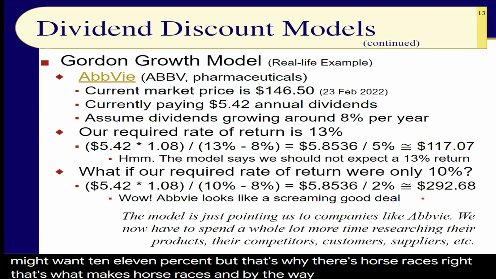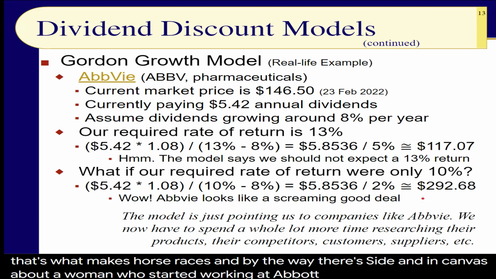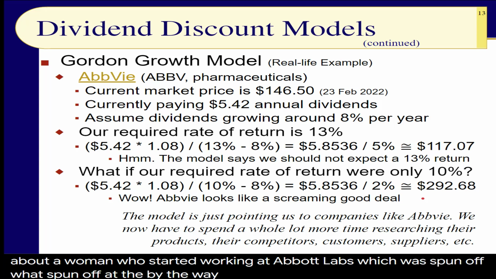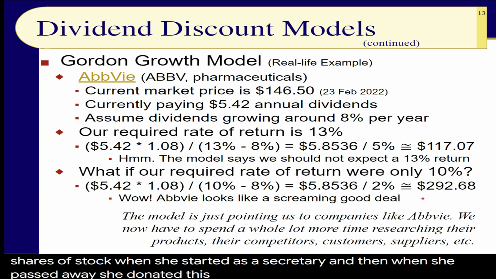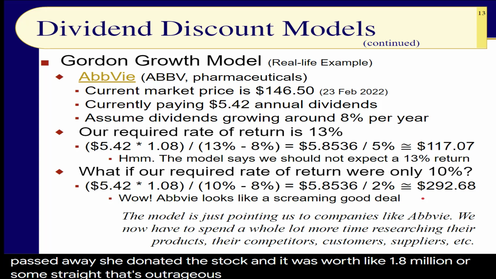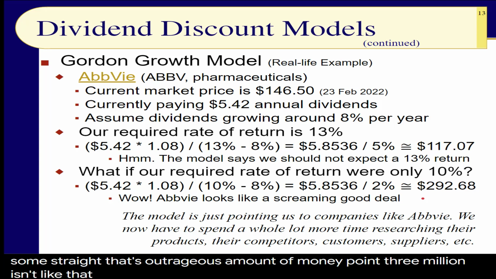And by the way, there's a link on the website and in Canvas about a woman who started working at Abbott Labs, which spun off AbbVie, by the way, when she was in her 20s. She bought 3 shares of stock when she started as a secretary. And then when she passed away, she donated the stock and it was worth like 1.3 million or something like that. That's an outrageous amount. So yeah, long-term growth of companies is good.